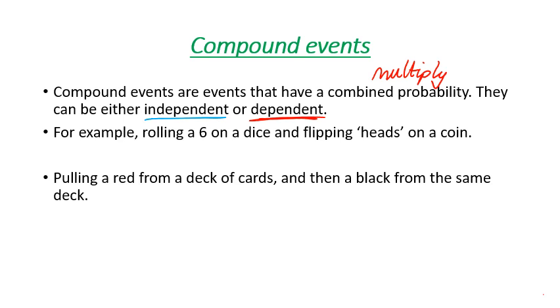An example of independent compound events would be rolling a 6 on a normal six-sided dice and then flipping a head on a normal two-sided coin. We know that rolling a 6 on a six-sided dice is 1 in 6. We know that flipping a head on a two-sided coin is 1 in 2. Therefore, we're going to end up with a probability of 1/12 because they are independent of each other and we multiply. So the probability is 1/12.